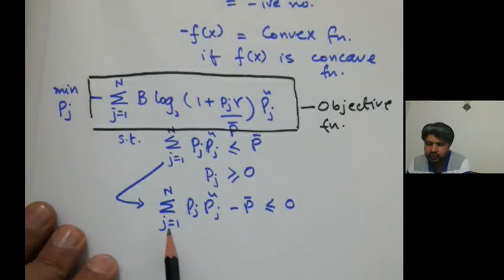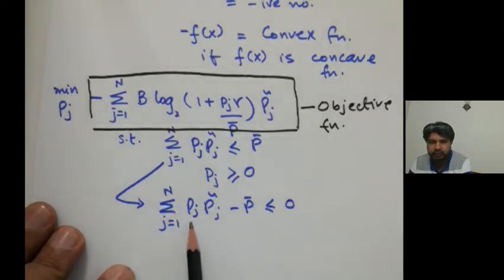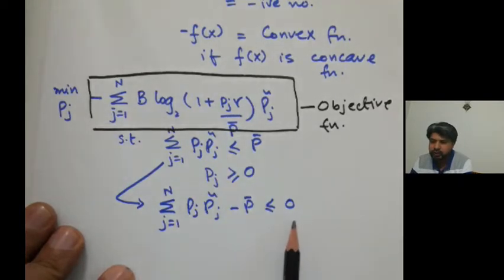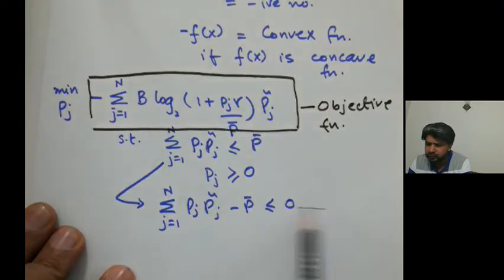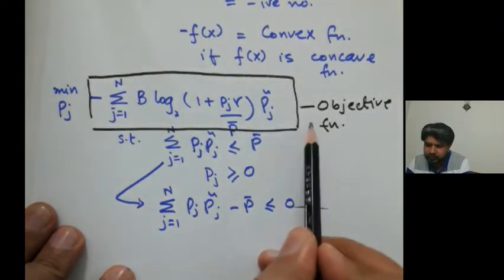And the constraint under the standard form would change to this constraint, that is summation j equals 1 to capital N, Pj tilde minus P bar, so P bar comes on this side, is less than or equal to 0. So under the standard form, you must have 0 on the right hand side. So you have one major constraint. This is the major constraint, and this is your objective function.